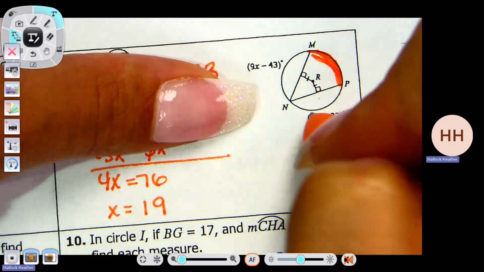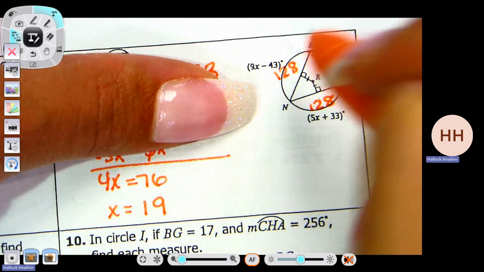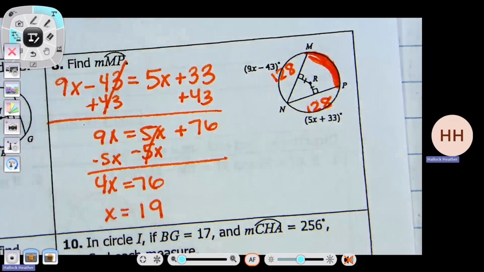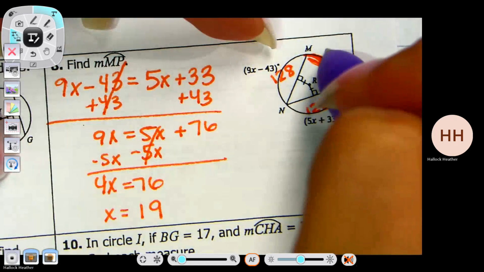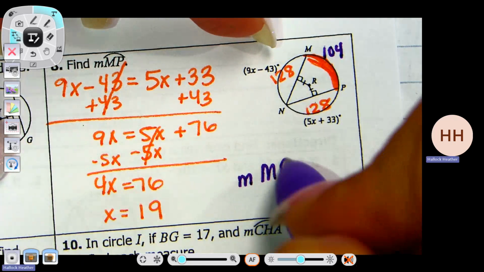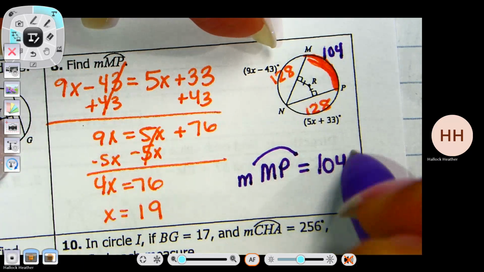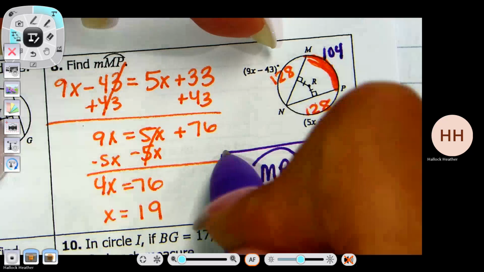No, because they're the same, so you can multiply by 2. So you could do 128 times 2, and then you're gonna minus from 360. So then the other thing, minus 180, 360.